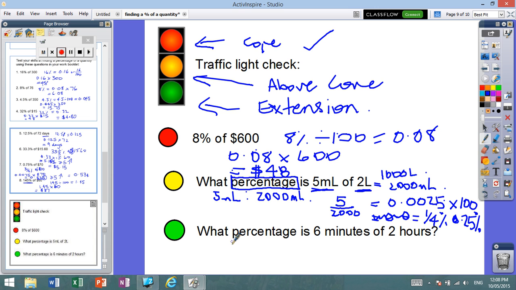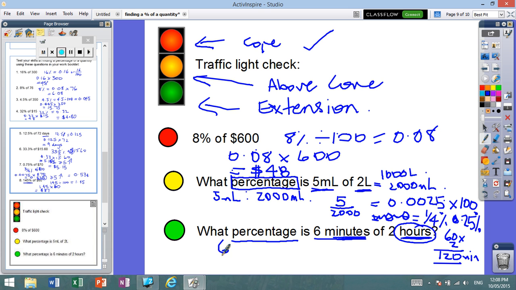So what percentage? Again, we're looking at the percentage. And again, we don't have the same units. Okay, we've got minutes and we've got hours. So we need to get them both to the same unit. So of course, we need to change our hours to minutes. We know that there's 60 minutes in an hour. And so we need to times that by 2 to get 2 hours worth. So we've got 120 minutes.